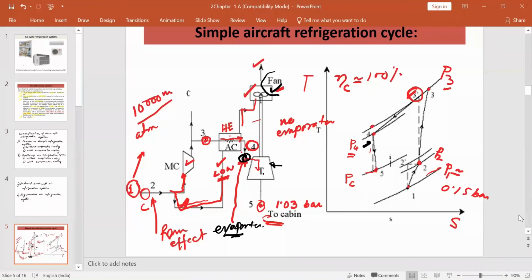Why is the fan used? It will suck the air. You see, this is the part of air, and this air is the auxiliary air. This air is used only to cool the main air circulation. Here this is the main air circulation, and this is the air which enters the cabin.